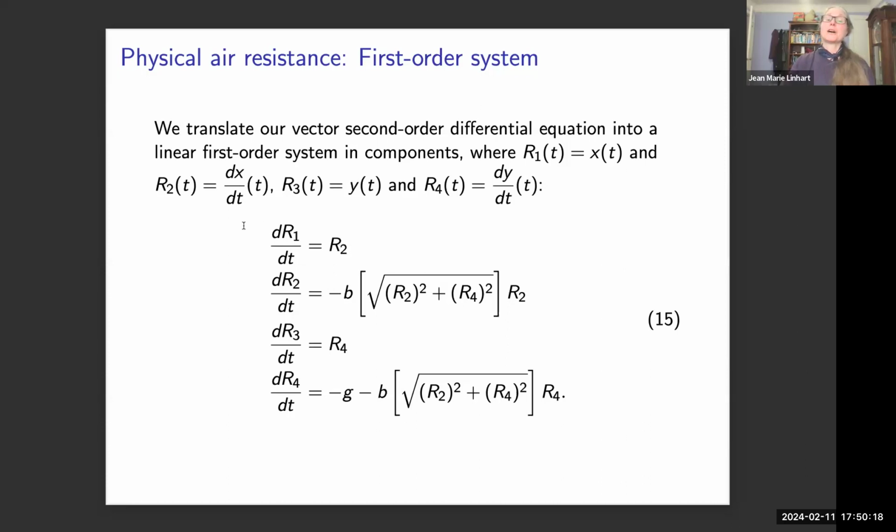And then the second derivative of x with respect to t is just going to be the force due to air resistance. The derivative of y with respect to time, that's R4, that's just the derivative of y. And then the second derivative of y involves both our gravitational force and our term due to air resistance.